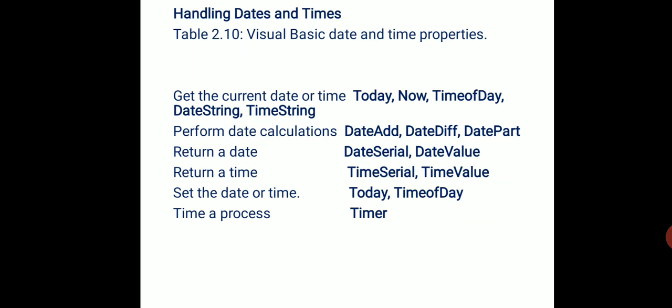To perform date calculations, there is DateAdd, DateDiff, date difference, or DatePart. With DateAdd you can add months to a particular date, and with DateDiff you can get the difference between two dates. To return a date, it is DateSerial, DateValue. Using DateSerial and DateValue you can get a date, and to get a time, it is TimeSerial, TimeValue, and to set the date or time, Today, TimeOfDay. To time a process, Timer. Using a timer, you can set a timer to a process. All these are date and time properties.